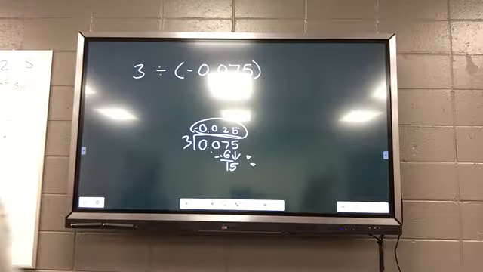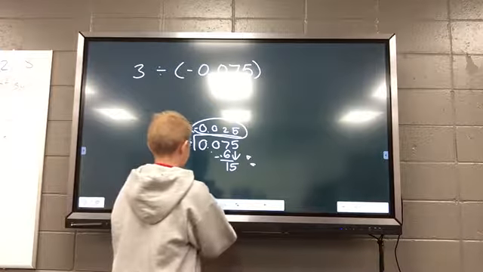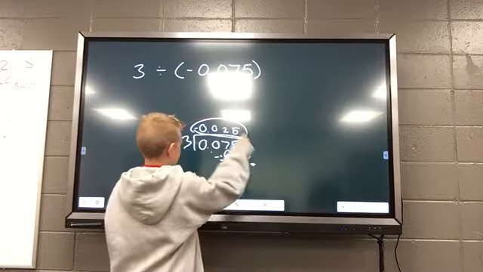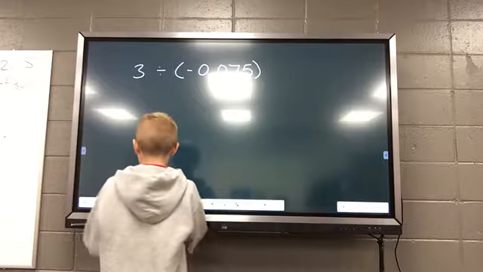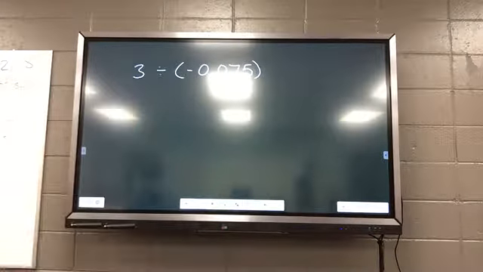I'm really confused. Because I don't know what to do. Yeah, so you have this number divided by that number, right? So you set up your box. What number goes in the box? 3. The first number always goes in the box, and then that other number goes outside. And you don't even have to put the negative. Just put the number.